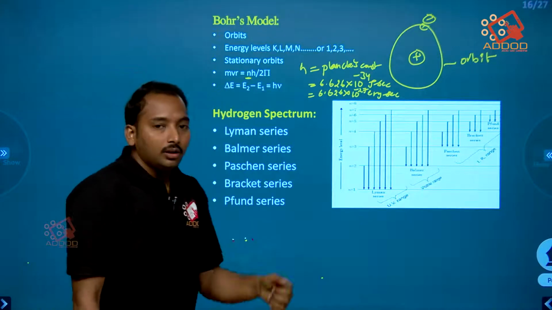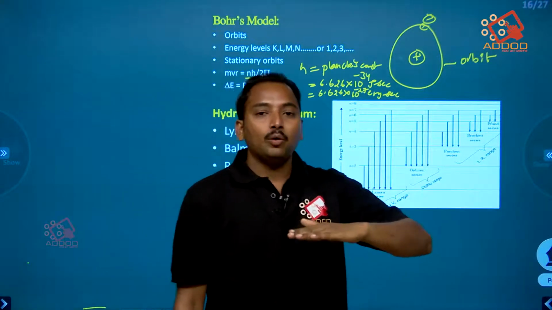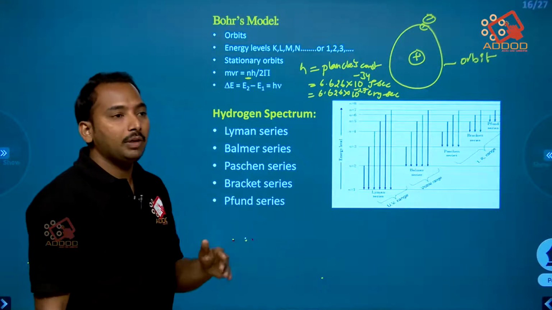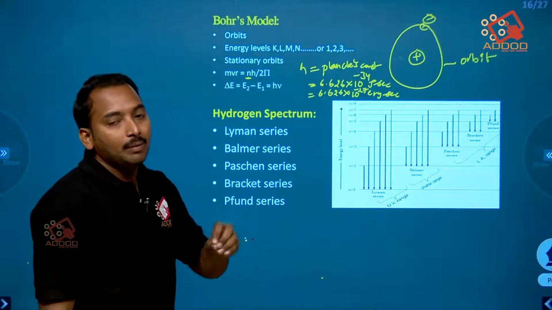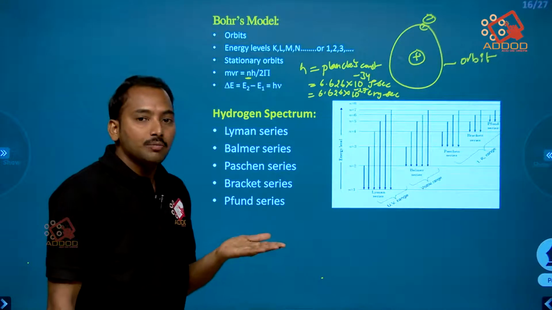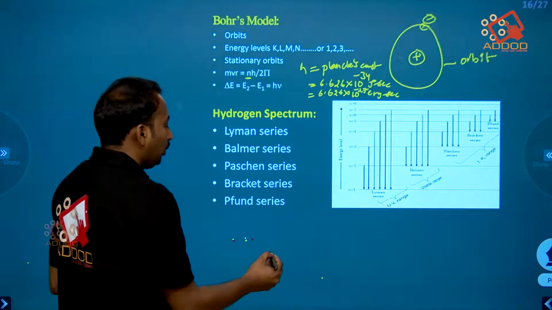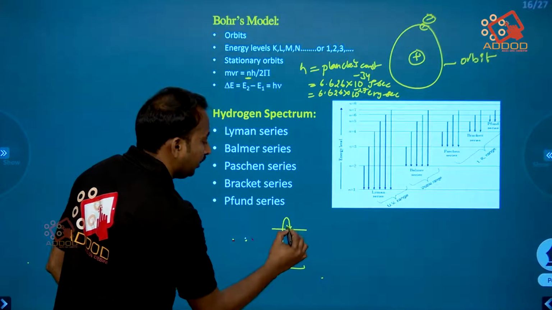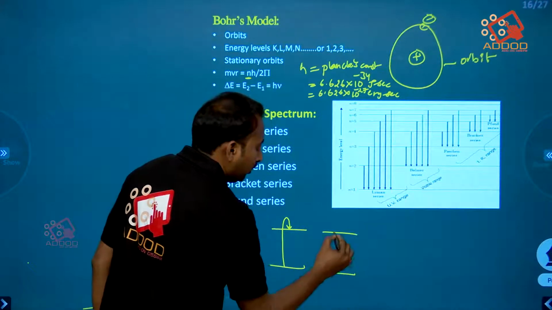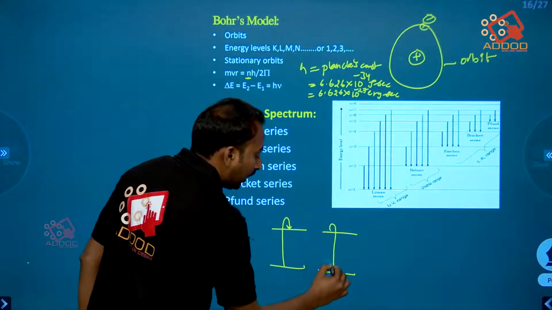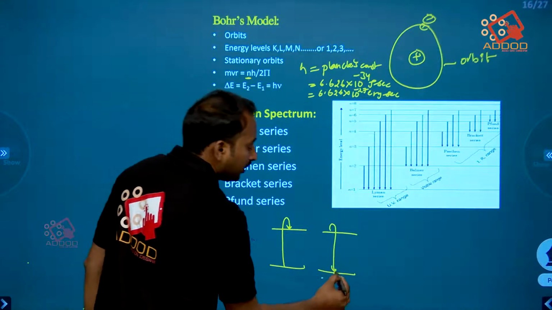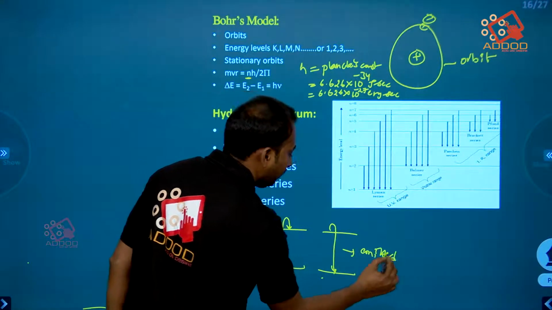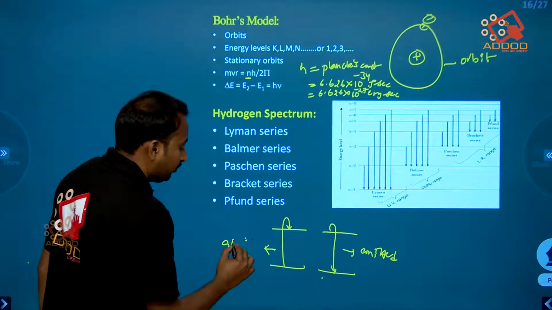And the next, when the electron jumps from a lower energy level to a higher energy level, or from a higher energy level to a lower energy level, the energy is absorbed or emitted. When the energy is absorbed, the electron jumps from a lower to a higher energy level. When the electron jumps from a higher to a lower energy level, energy is emitted. This is the emitted radiation, and that is the absorbed radiation.